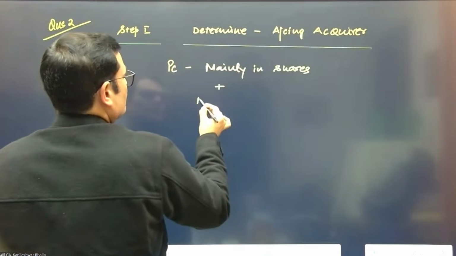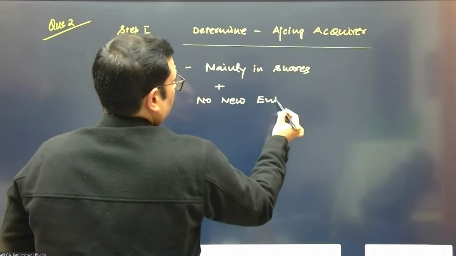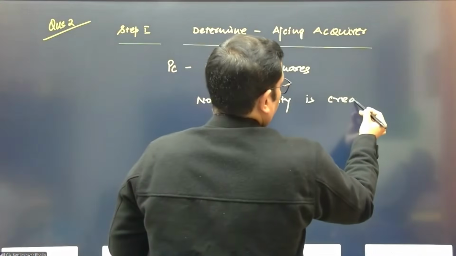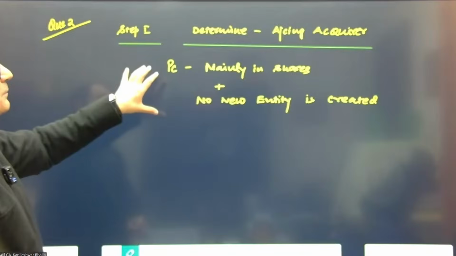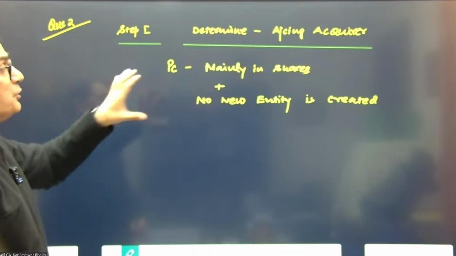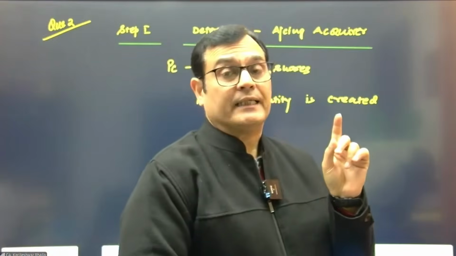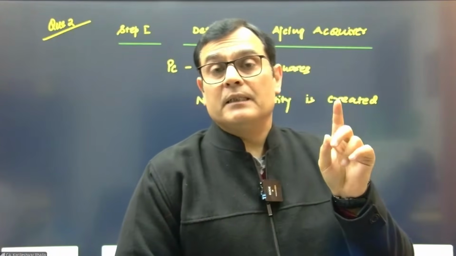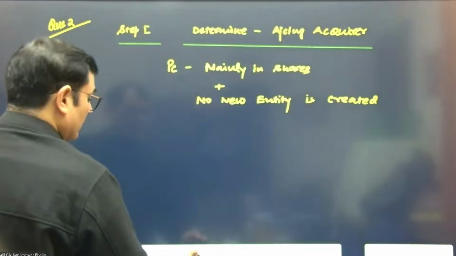And we can see that no new entity is created. So in this case, we need to again evaluate: since the purchase consideration is mainly in shares and no new entity is created, it is similar to the facts of professional and dynamic. In professional and dynamic, the percentage got diluted, but the control was not lost. Now we need to see the same calculations out here.